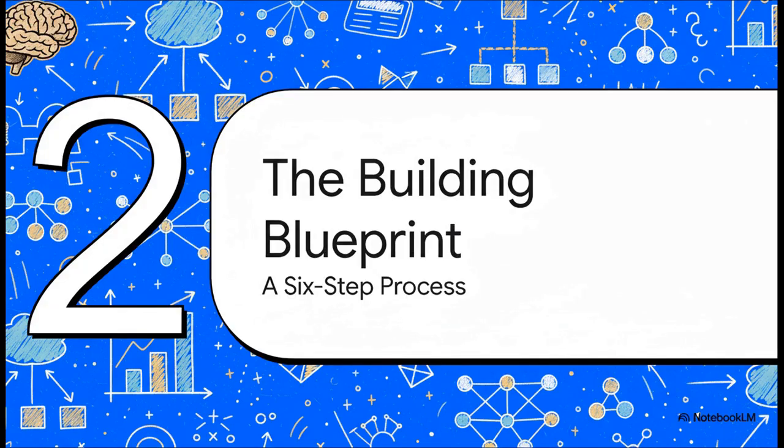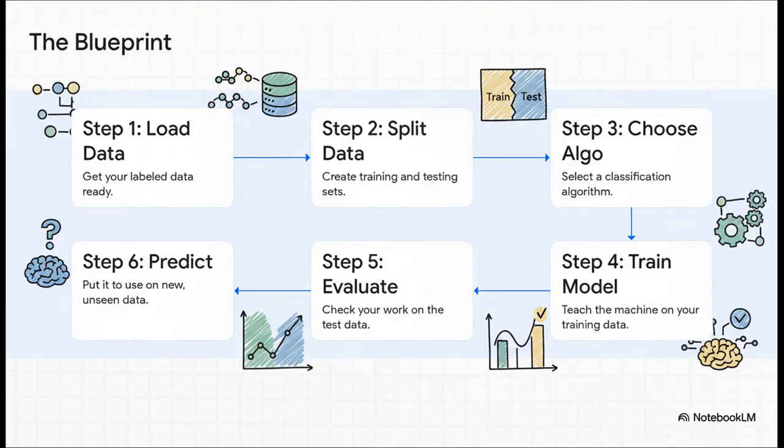The best part about all of this is that building a prediction machine isn't some chaotic, mysterious process. Almost every single project, from the super simple to the crazy complex, follows the exact same blueprint. Think of it as your step-by-step assembly guide. And here it is, the whole blueprint, right here on this slide. It all starts with step 1.